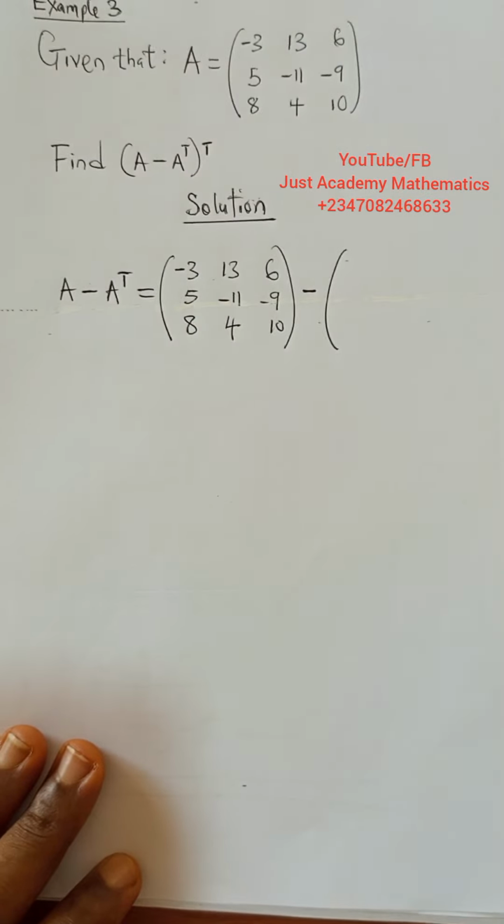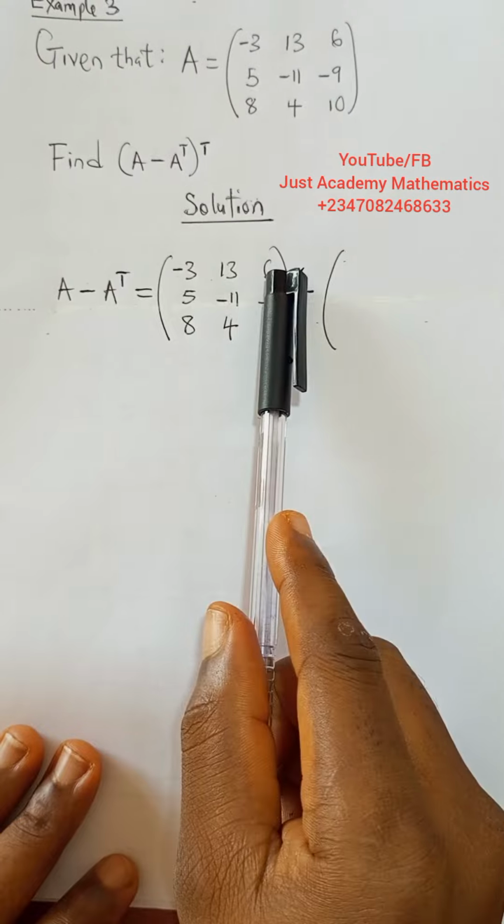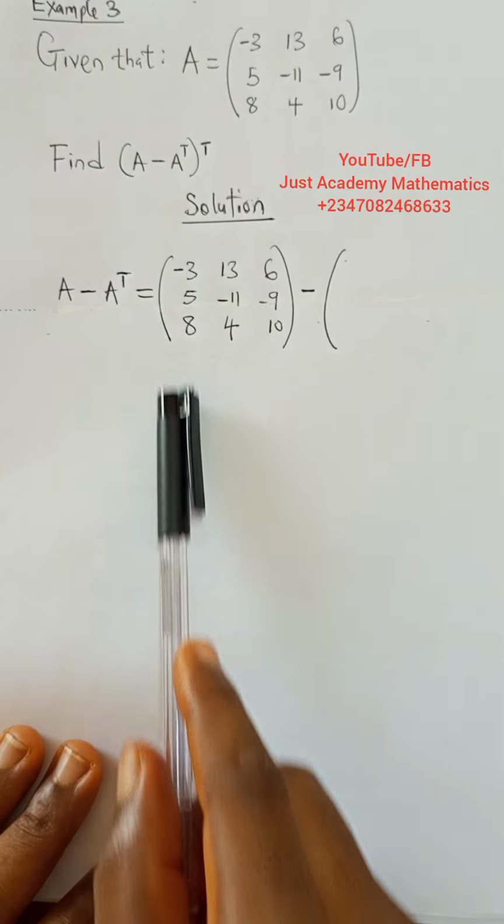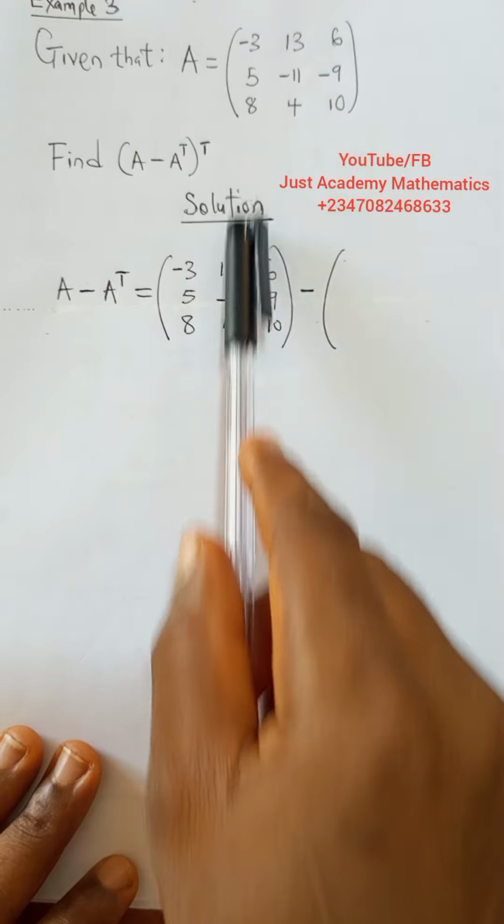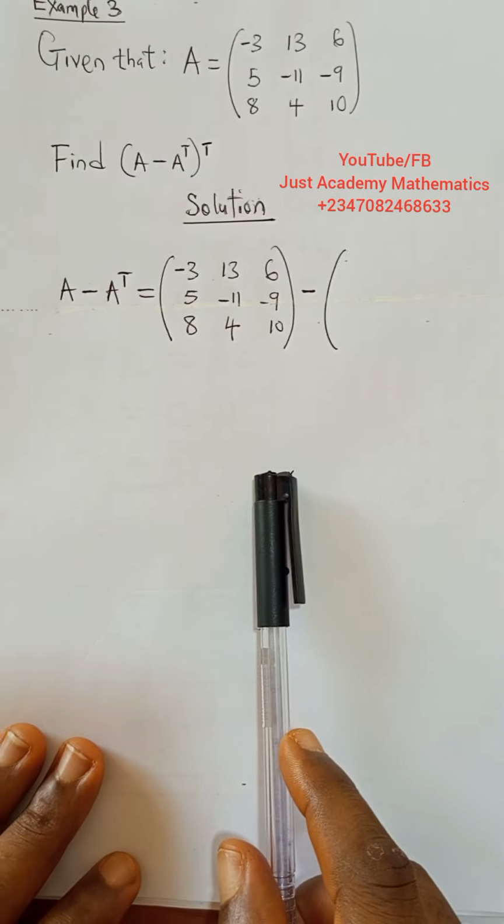Now, minus A transpose. What is A transpose? Simple. A transpose means pick this first row, make it the first column. Pick the second row, make it the second column. Pick the third row, make it the third column. That is what we mean by transpose.